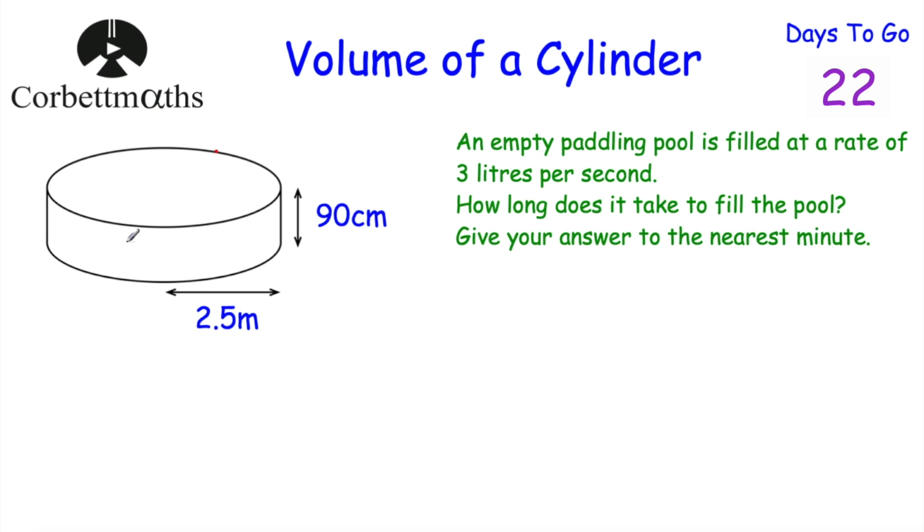So what we need to do is we need to find the volume of the paddling pool, and it's a cylinder, so we need to find the volume of the cylinder. So the volume of the cylinder, now we've got here meters and centimeters, so let's change this into centimeters. So 2.5 meters would be 250 centimeters.